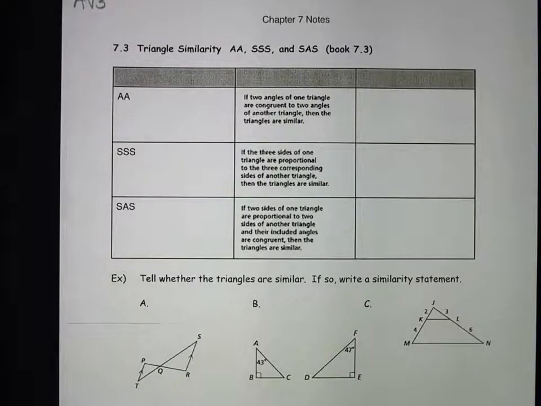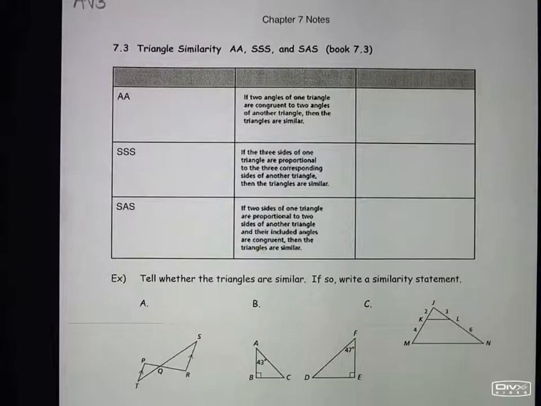In this section, we are going to talk about triangle similarity. There are three triangle similarity theorems. We had many more for triangle congruent theorems, but now we are just talking about similarity. So we are talking about triangles that have the same shape but a different size.